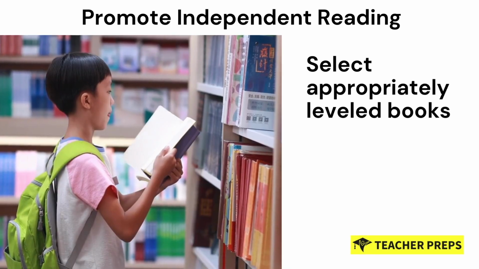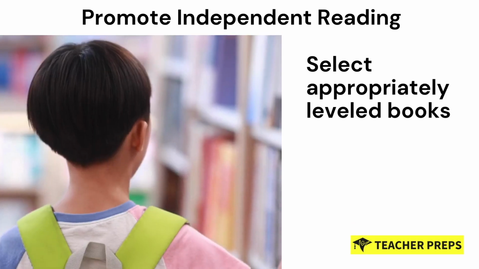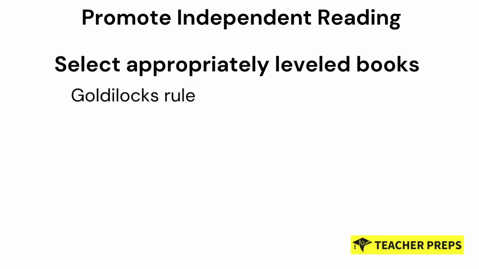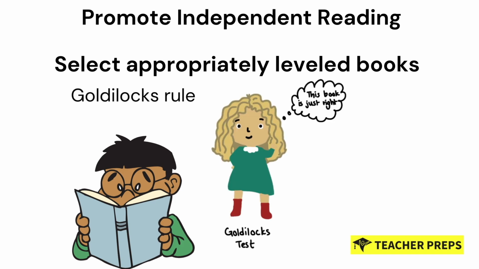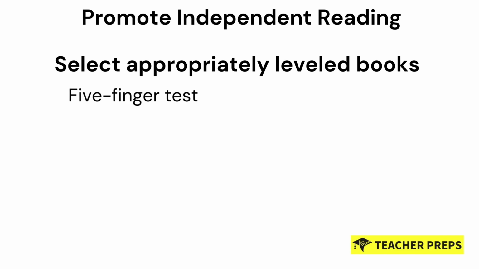The first, we need to teach students how to select books at appropriate reading levels. The strategy we use for students under 2nd grade is called the Goldilocks rule. This is where the students find a book that looks fun and interesting to them, and they try to read it. After a couple of pages, they ask themselves, is this book too easy, too difficult, or just right? For students at 2nd grade or older, they can use the 5-finger test.